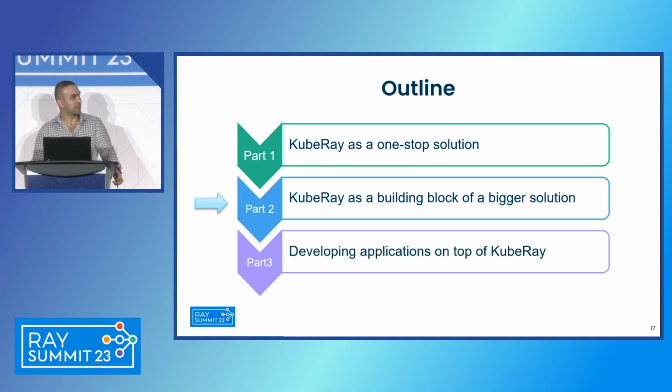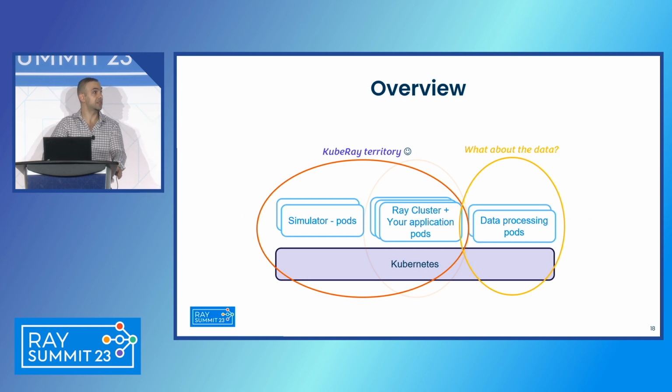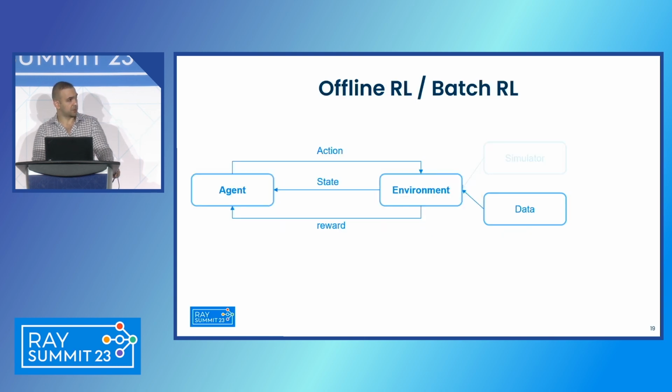Now, moving on to the next use case, we're going to use Ray as a building block of a bigger solution. So instead of having Ray as a one-stop solution, we're going to assume we have a use case where we need more than just one engine, more than just Ray. And this is the case of data processing. So imagine now we have a bunch of data that we want to use for reinforcement learning. Typically, in such an environment, we call it offline RL.